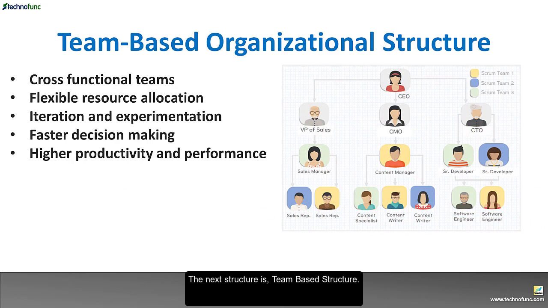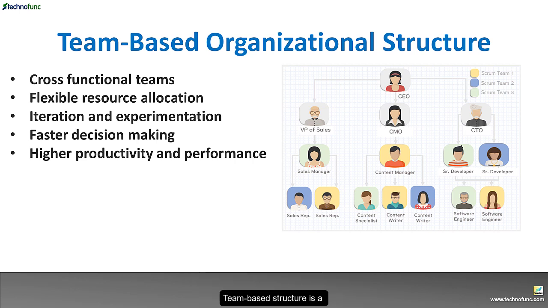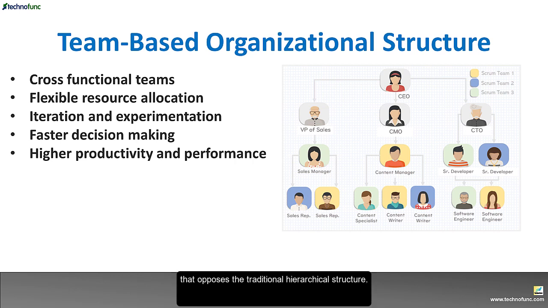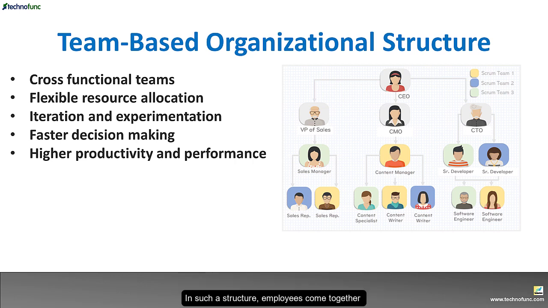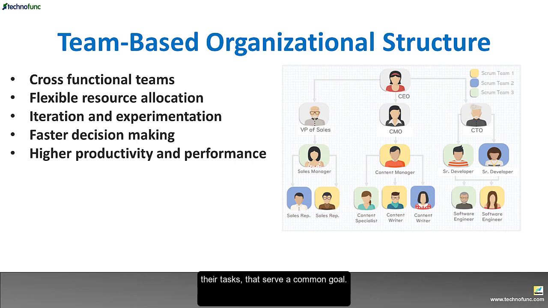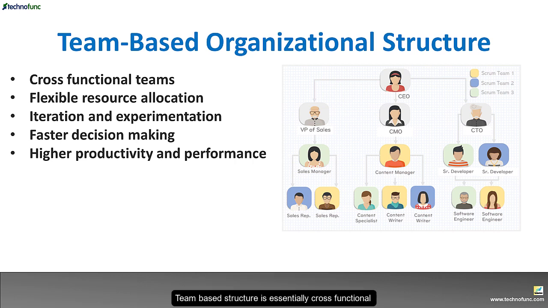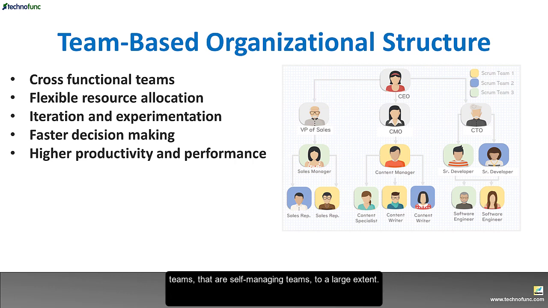The next structure is team-based structure. Team-based structure is a relatively new structure that opposes the traditional hierarchical structure. It is slowly gaining acceptance in the corporate world. In such a structure, employees come together as a team in order to fulfill their tasks that serve a common goal. Team-based structure is essentially cross-functional teams that are self-managing teams to a large extent. They operate with a common, shared purpose and vision. This provides organizational flexibility in terms of resource allocation. This structure drives clear accountability.